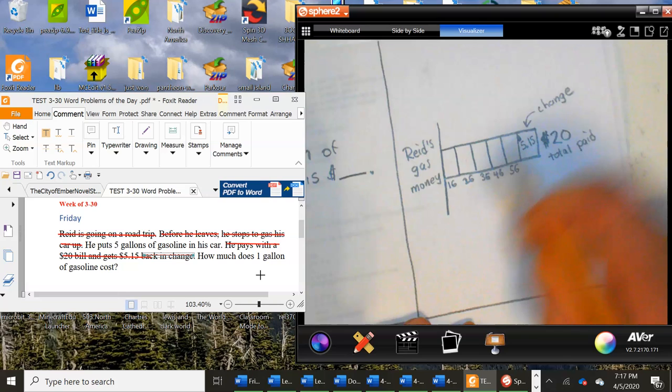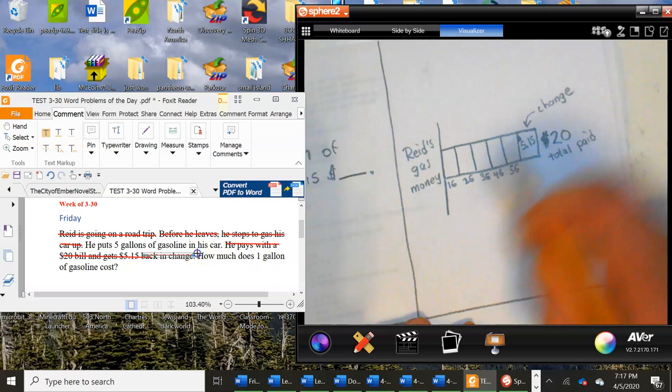So when I look at this, I can go to my first gallon and know that that's what we want to find out. We want to know what that one question mark is, the 1 gallon of gas. We also want to put that same question mark in each one of these because each gallon of gas is going to cost the same amount. So we have 5 gallons, 5 question marks, because each gallon costs the same amount of money.